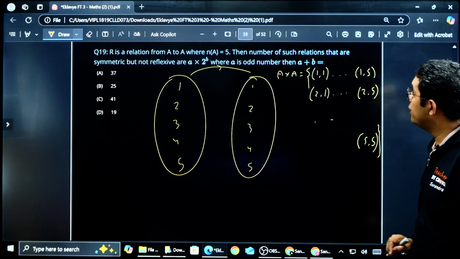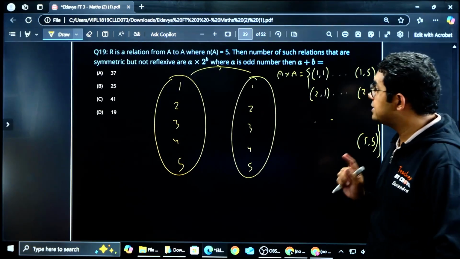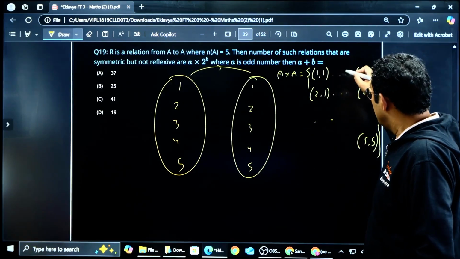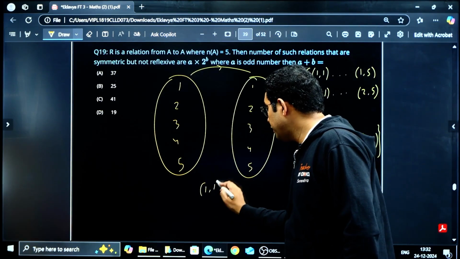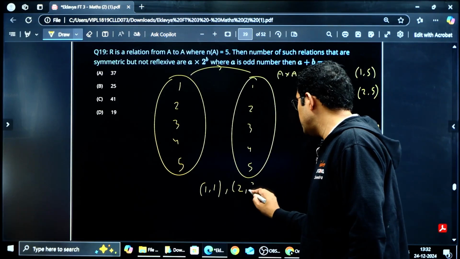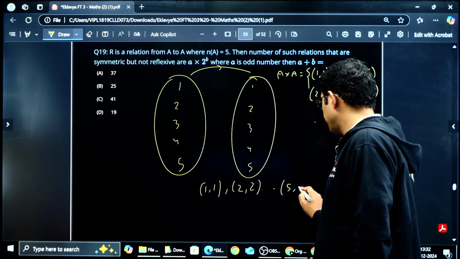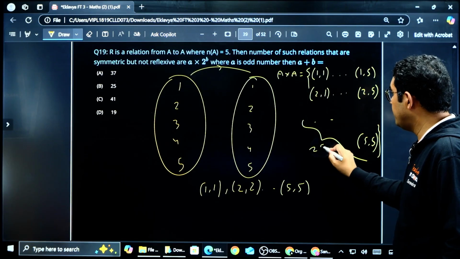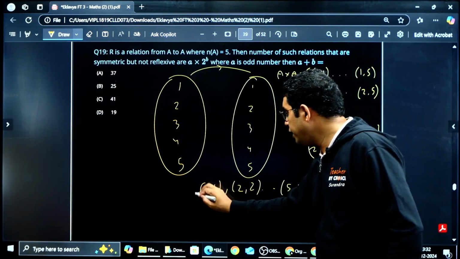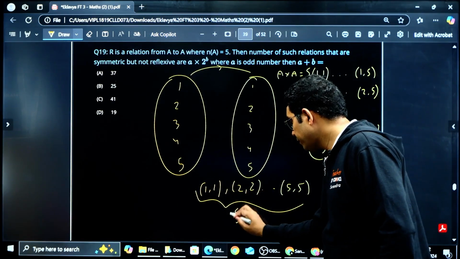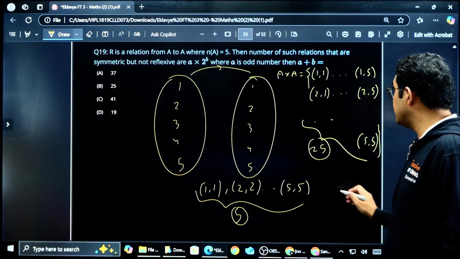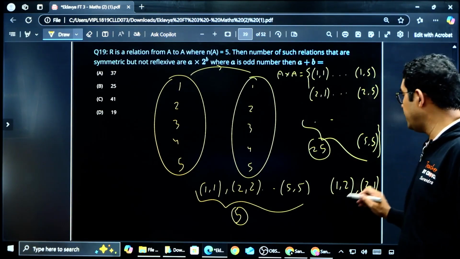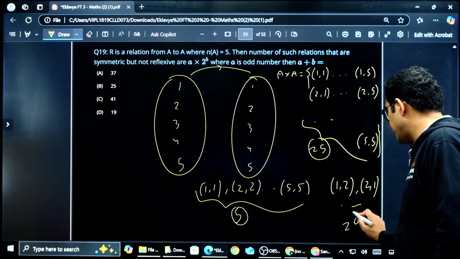Now if we want this relation to be symmetric, first let us see just symmetric, not reflexive. If it is only symmetric, then there are 5 elements which have the same entries like 1,1; 2,2; up to 5,5. There are a total of 25 entries. Out of 25, 5 are these entries. And then the remaining 20 entries are such that if one of them is 1,2, then the other is 2,1, like that. These are a total of 20 entries.